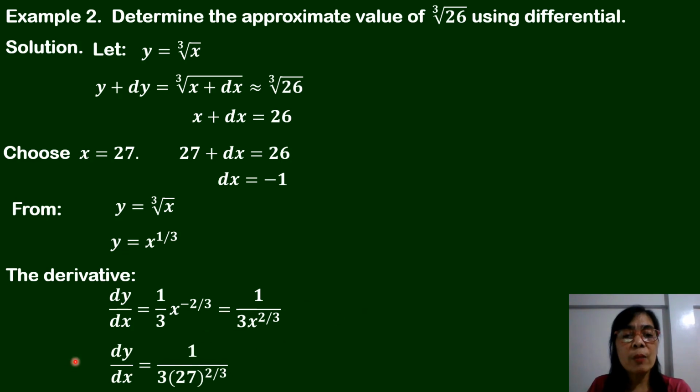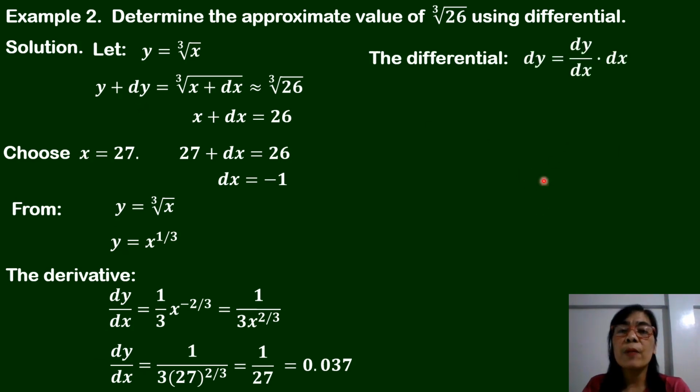Okay, so solving now for the derivative of y with respect to x and substituting the value of x equal to 27 to find for 27 raised to 2/3, that means the cube root of 27, and then you square it. So cube root of 27 is 3. When you square it, you'll have 9 times 3, so we have 1 over 27. Or if you're going to find the quotient, that will be 0.037.